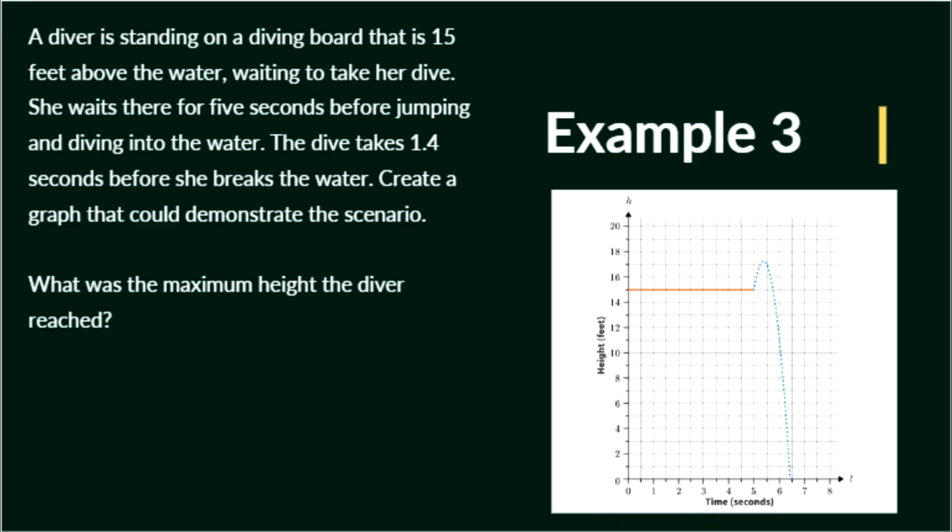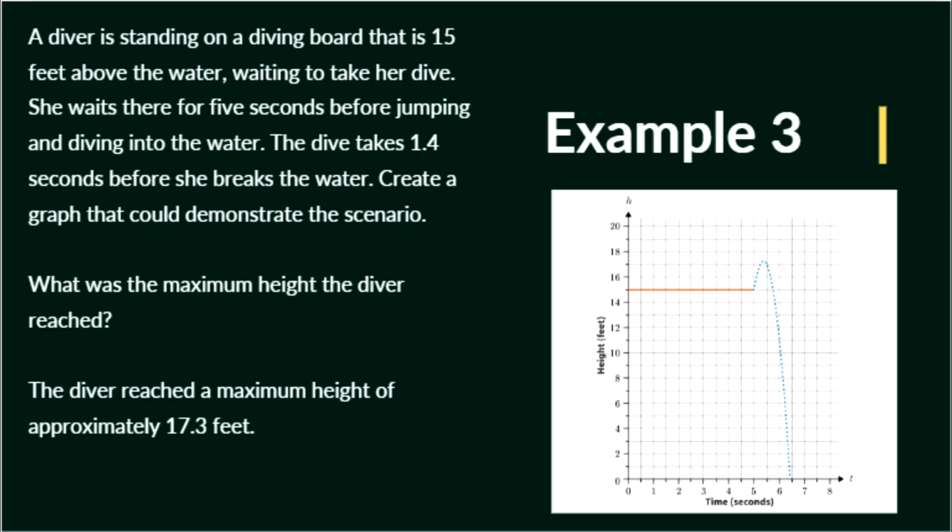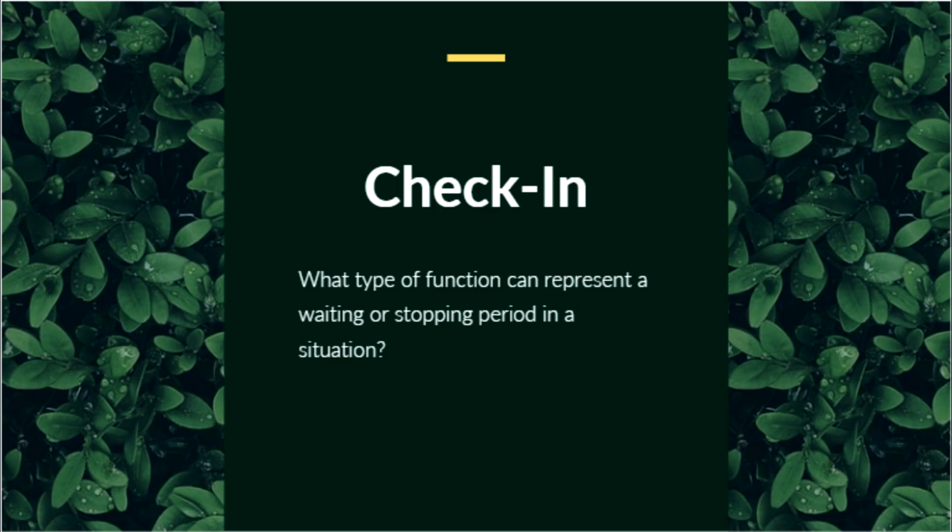What was the maximum height the diver reached? She went up. So if we come here and follow it across, we can see that she jumped a little, the highest she was a little over 17 feet. Okay. The diver reached a maximum height of approximately 17.3 feet. Now, how am I supposed to know that's 0.3? I guess I'd have to be a math book to know that. But, whatever. Here's a check-in.